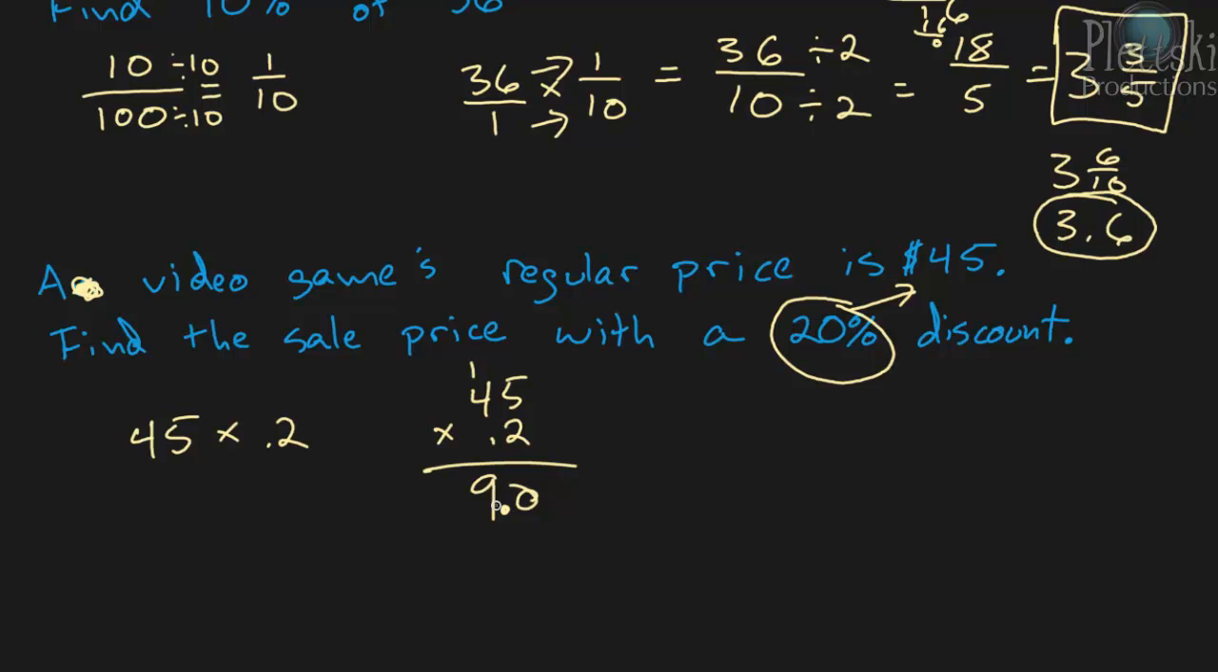And then we subtract 9 from 45, and that'll give us our sale price, because it's 20% off. So you need to figure out what 20% of 45 is and subtract that from the price. So 45 minus 9. And 15 minus 9 is 6. And then you're left with 36. So $36 is the sale price.